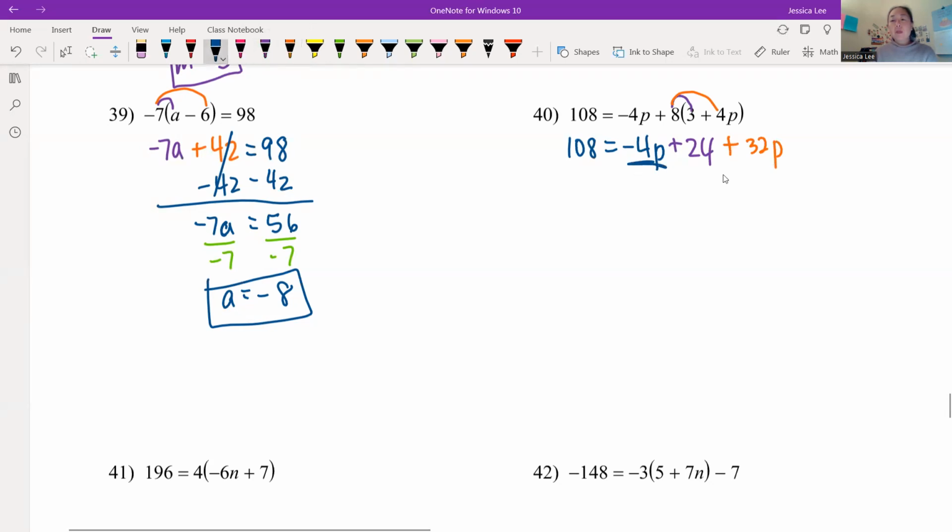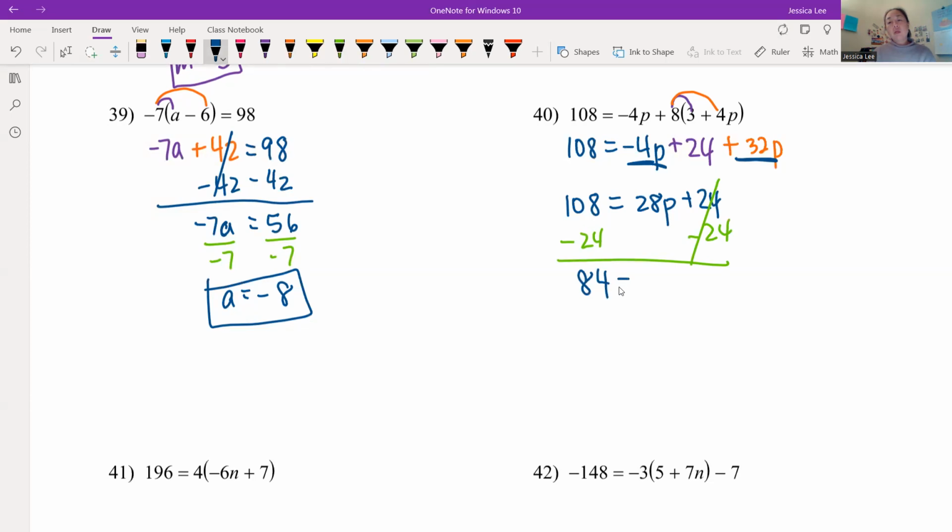Okay. And notice here, I have some like terms. I have a p here and a p here. They're on the same side. Again, if they're on opposite sides, we can't do that. But they're on the same side, which means we have to combine like terms. So I have 108 is equal to negative 4p plus 32p, which gives me 28p. Okay? And then we have this plus 24. All right. And now, again, it's a 2-step equation. So we're going to subtract 24 on both sides. And then we're going to get 108 minus 24, which is going to be 84, is equal to 28p. And then got to get rid of that 28 because we want p by itself.